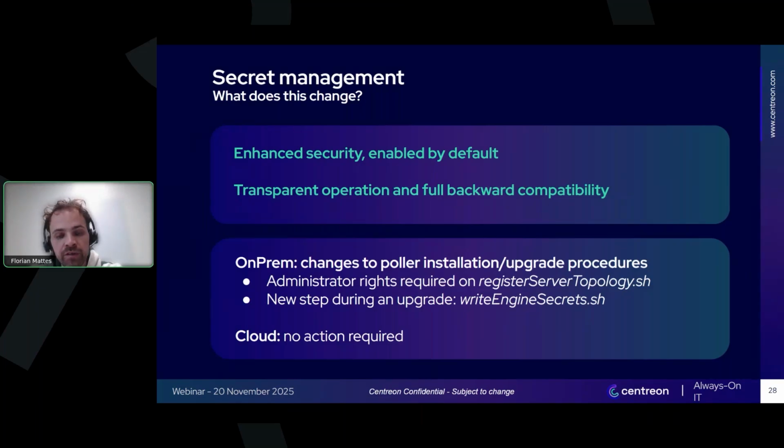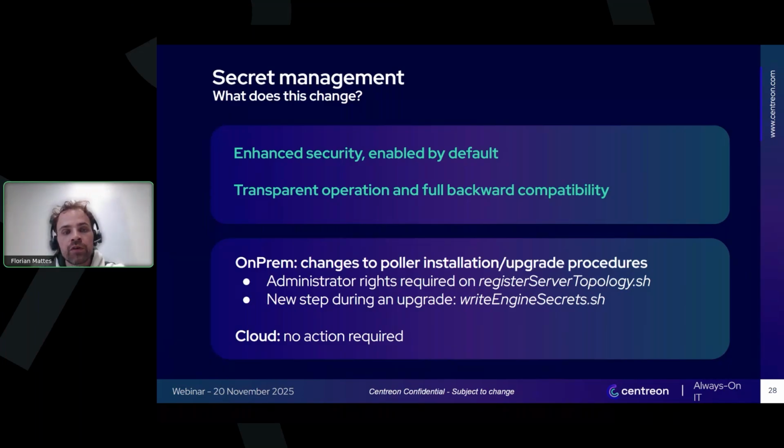For a new installation, this new script is totally included in the existing register server topology script. So nothing more to do except execute it with an administrator account, because key retrieval is a very sensitive operation. So it's only allowed for the root administrator account. For cloud customers, no action is required. The key retrieval is operated by the register script, so it's totally automated and included in this script.